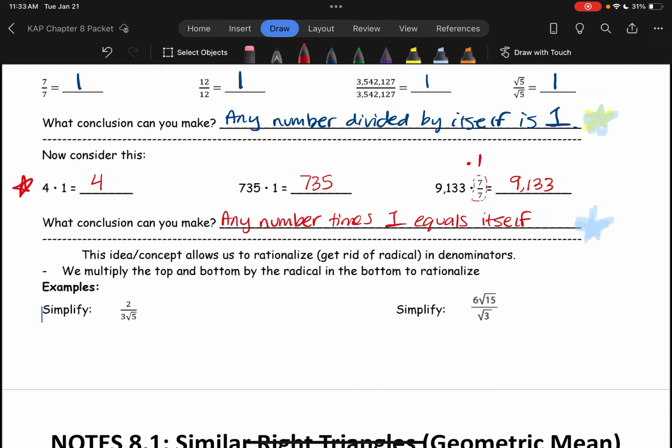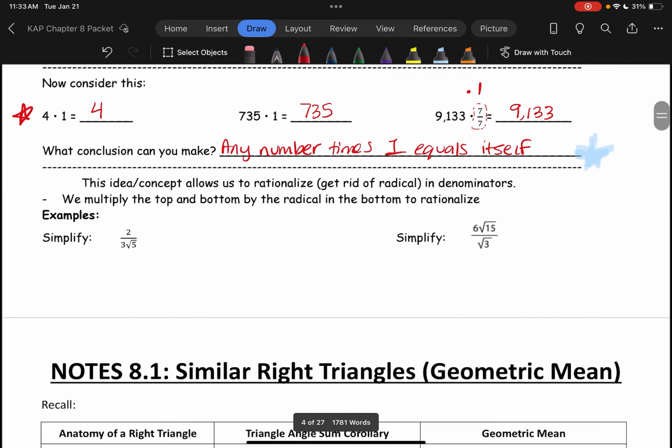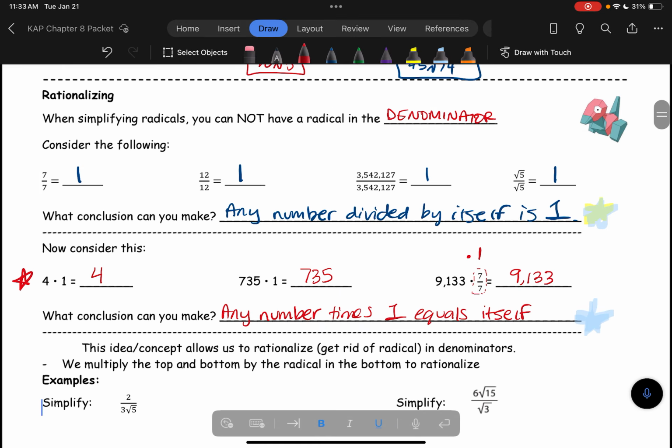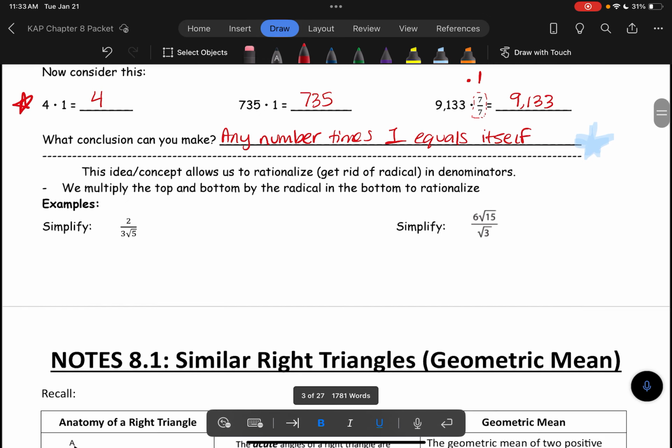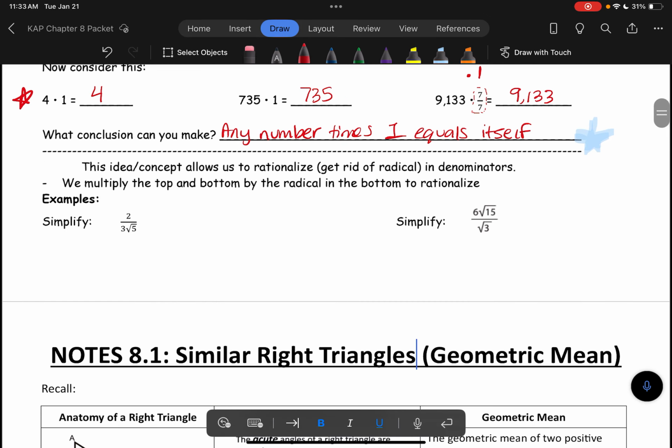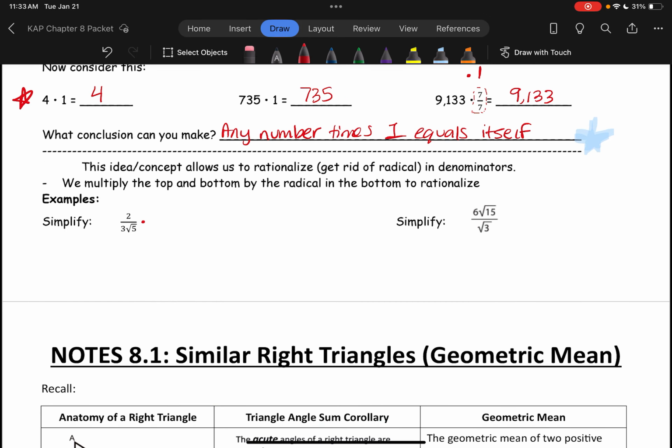We're going to put these together to help us rationalize denominators here with square roots. So the way that we're going to do this is we're going to simplify these examples down below by multiplying the top and bottom by the radical that's found in the denominator. So for example here, let me zoom in so it's easier to see. In the example where we have 2 divided by 3 square root of 5, what we're saying here is if you want to simplify this square root, multiply the top and bottom by the square root found in the denominator.